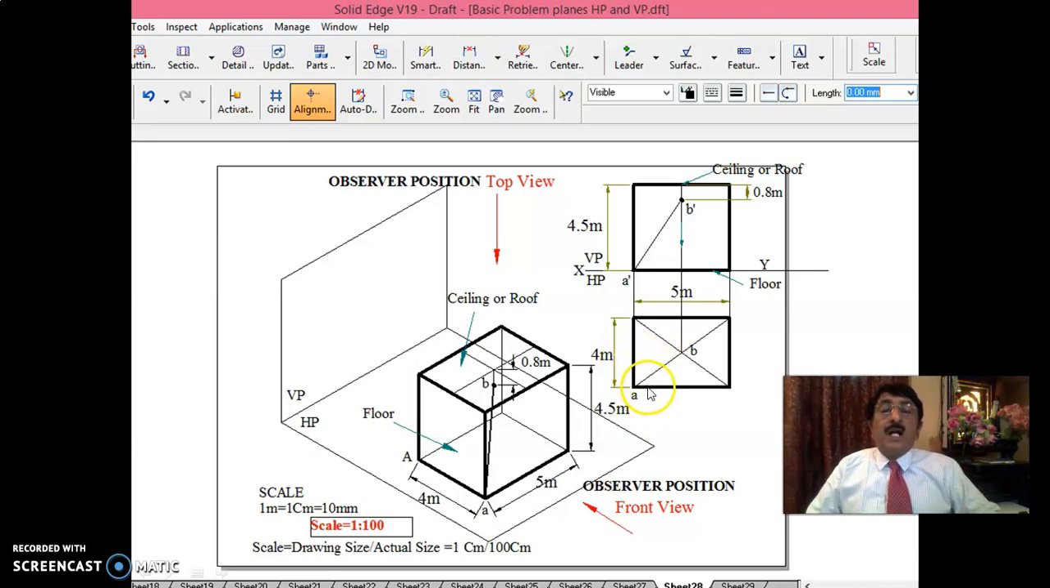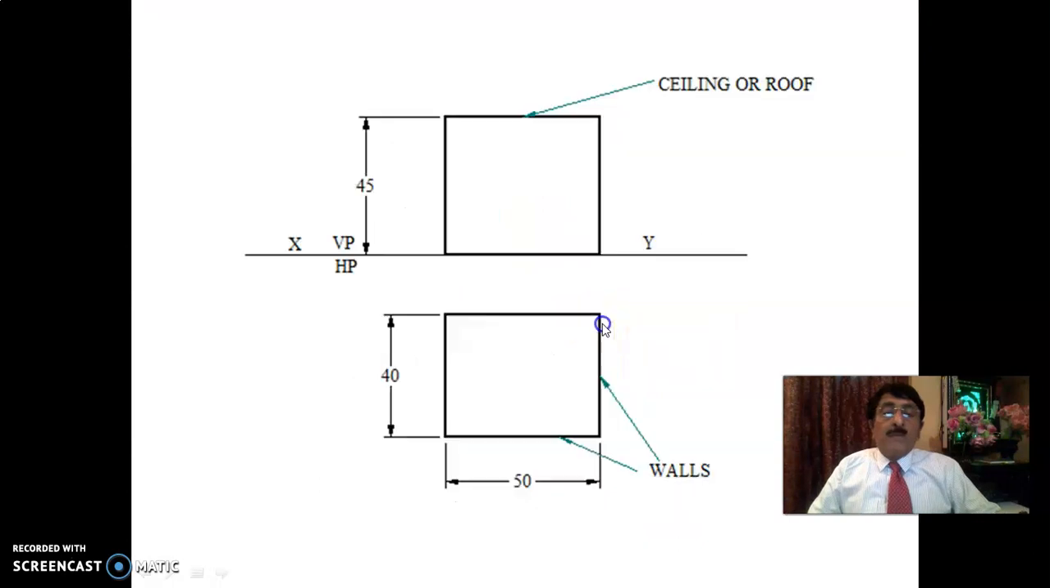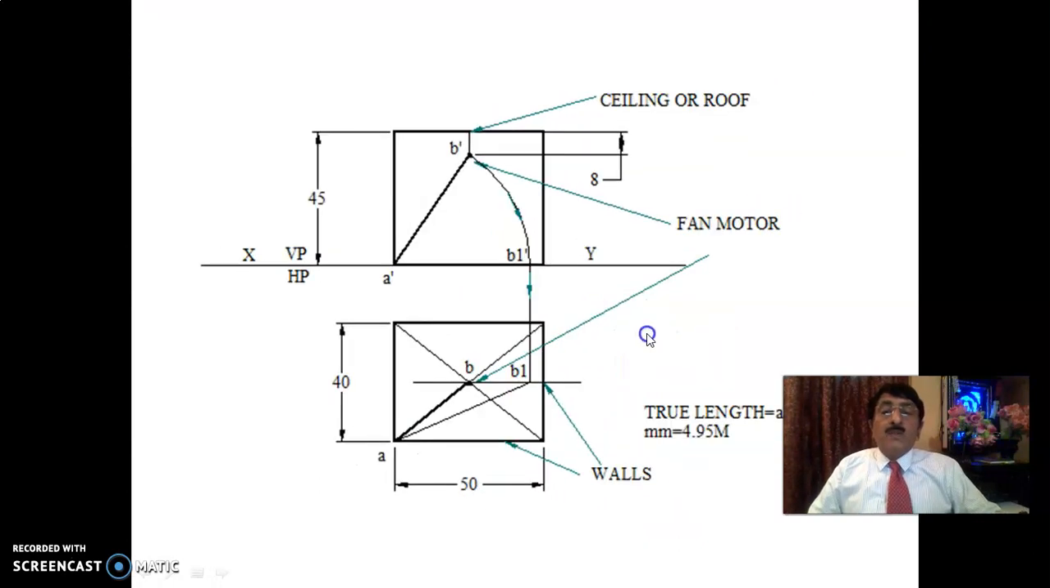And if it is 3 meters above the ground, means you cut 3 meters above the ground here. Any distance above the ground will be seen in the front view. Okay, in that way you are able to understand the basic concepts related to the room problems. Now you see here, these problems we have done.